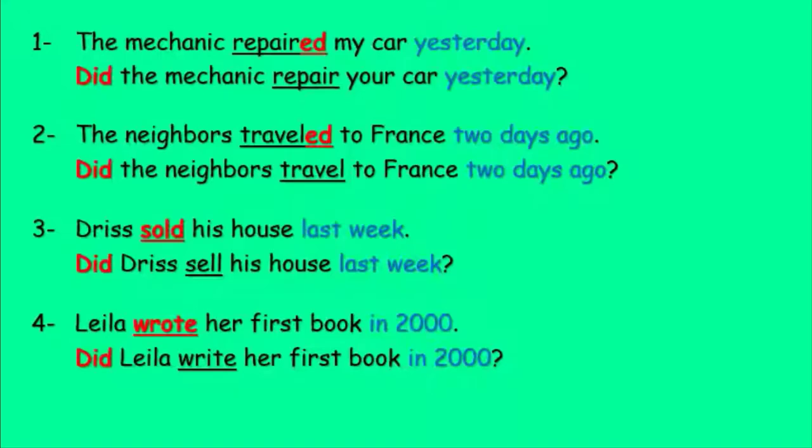So you can see that in the negative form and in the question form, things are very simple. There is no difference between regular and irregular verbs. All you have to do is use didn't plus the infinitive form of any verb to make the negative, or did plus the infinitive form of any verb to make a question.